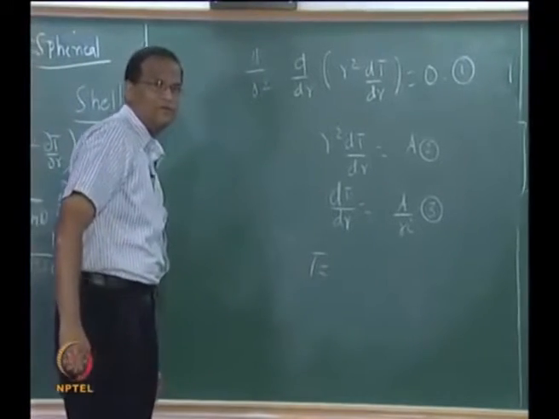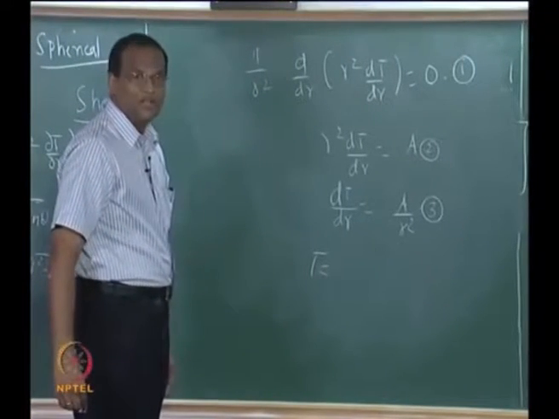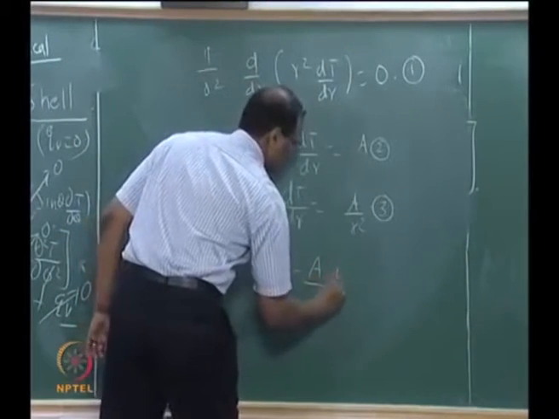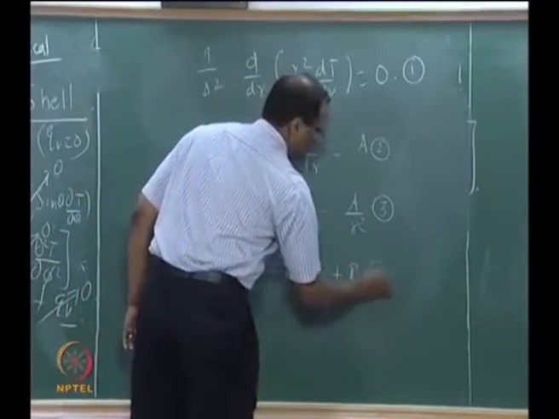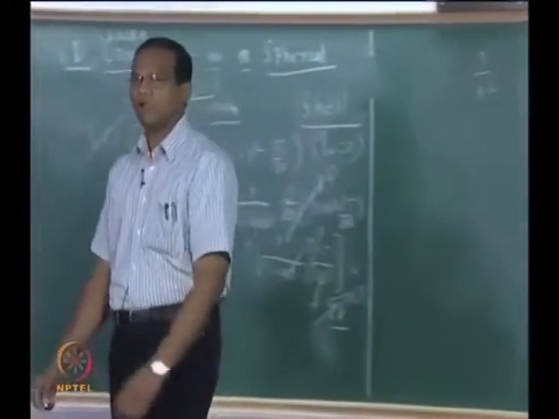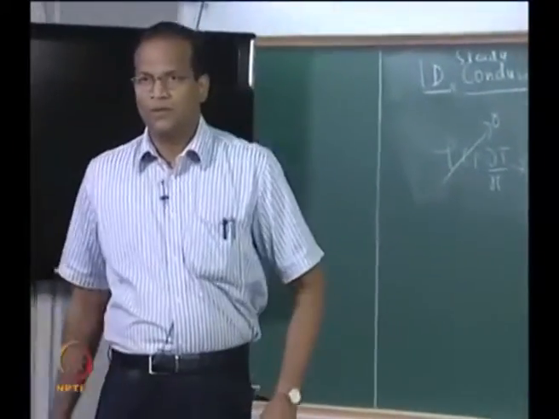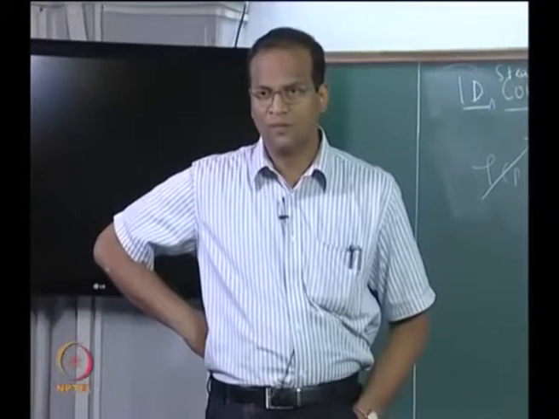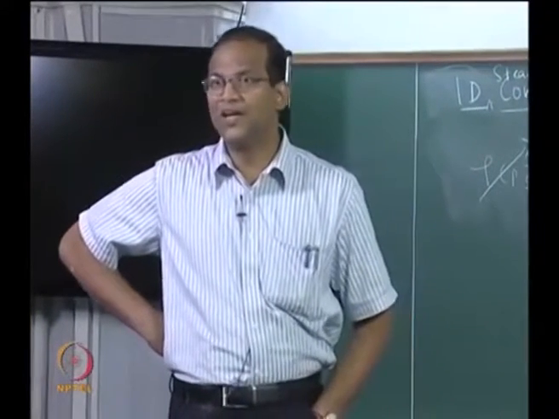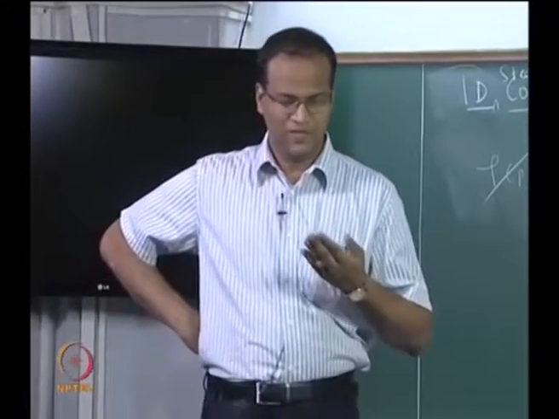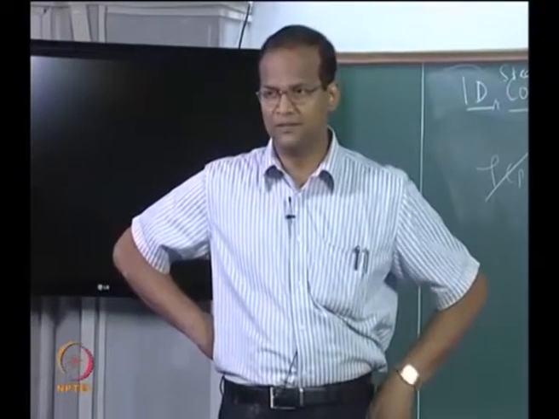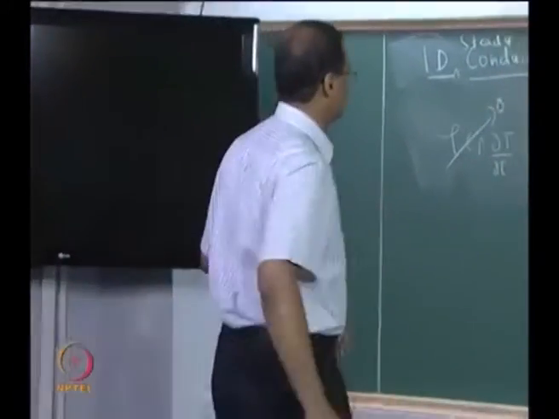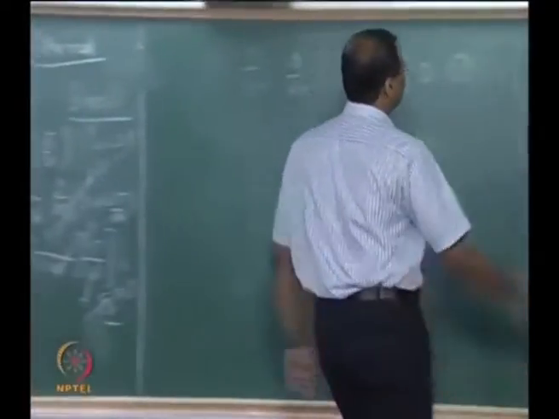Equal to minus a by r plus b. So you get the ln of r for the cylinder, we get 1 by r for the sphere. Okay. Now we will have to substitute. Let us take a spherical shell.